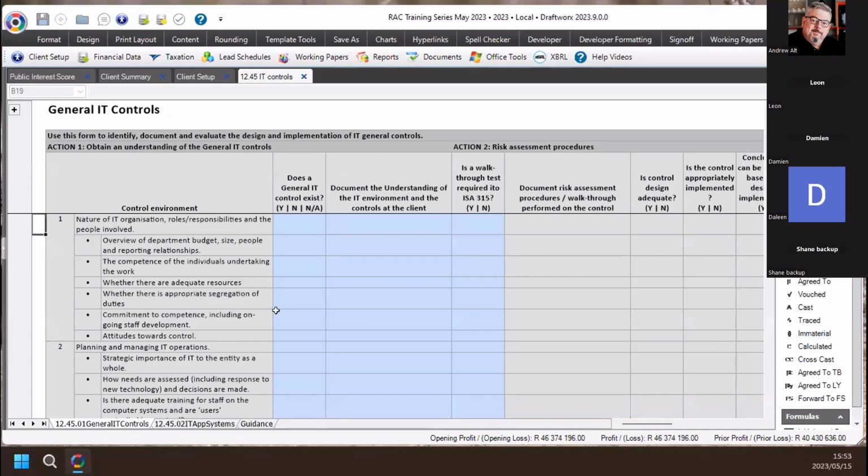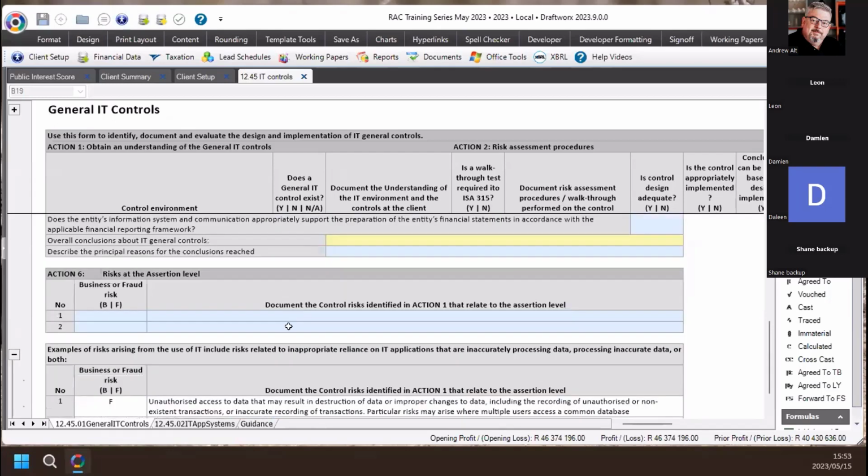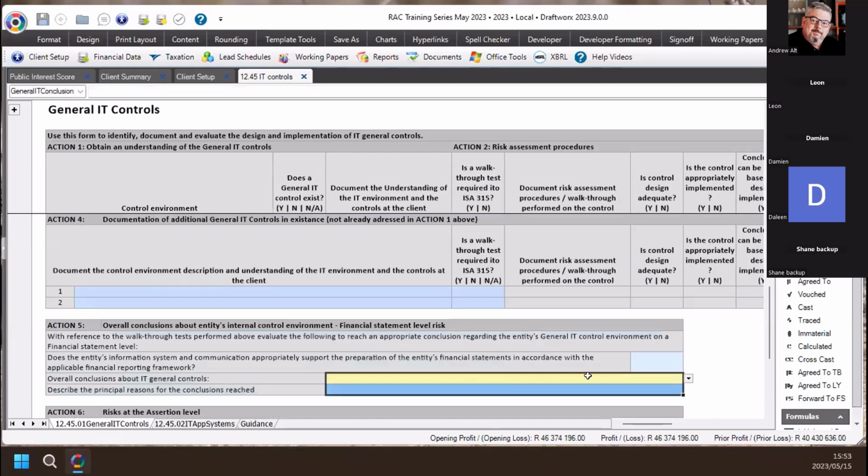The first part of document 1245, IT controls, is very much the same as what we saw in 1240. So if you're watching this video at a later stage and want to see what to do on the first sheet, please go back to the 1240. At the end of the day, here we're coming to the same, we're coming to try and find a conclusion on the entity's internal control environment. And we're hoping to find that IT general controls are effective.